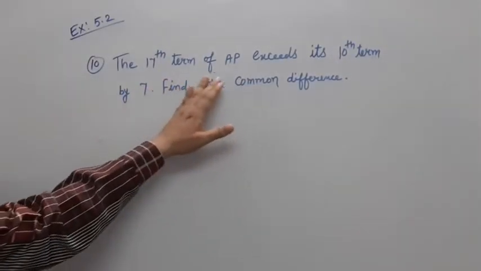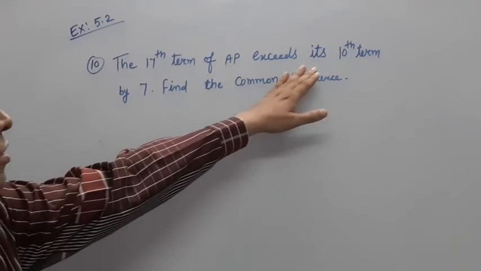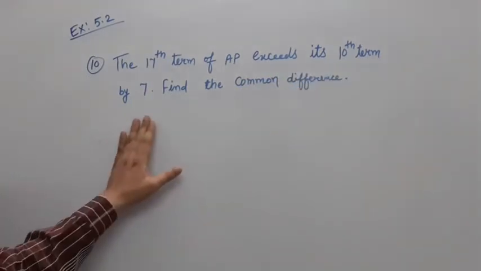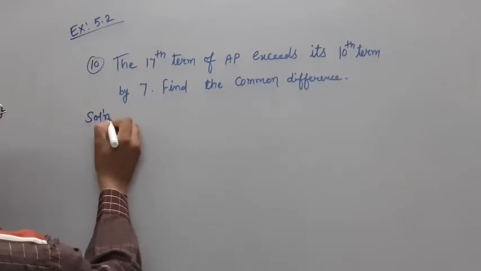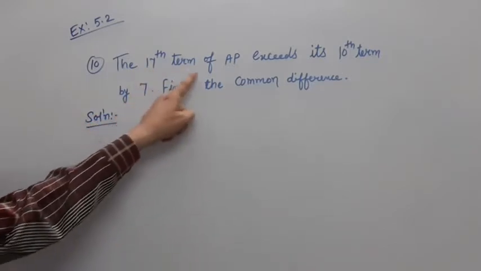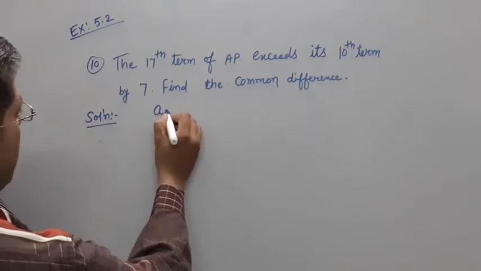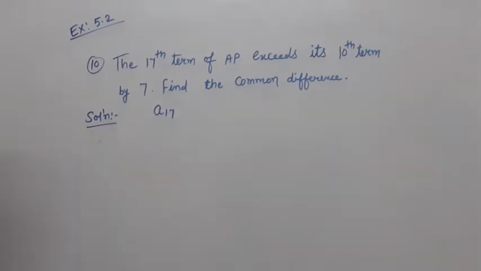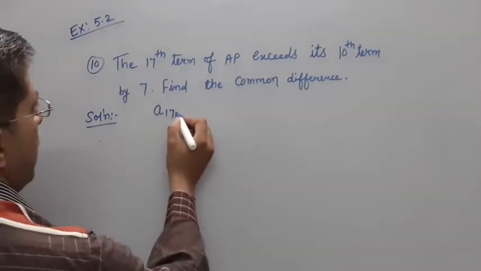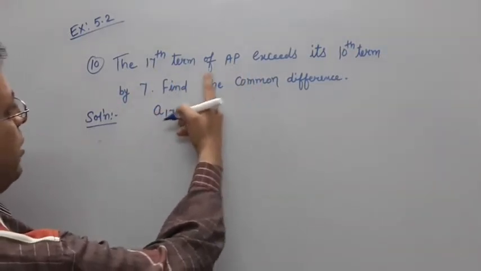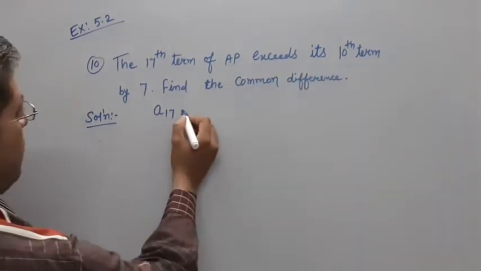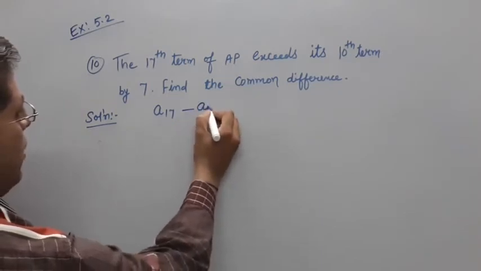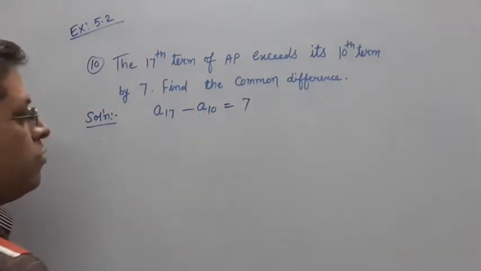The 17th term of an AP exceeds its 10th term by 7. Find the common difference. First of all, see what is given in the question. The 17th term of the AP, A17, exceeds its 10th term by 7. It means the difference between the 17th term and the 10th term is equal to 7.